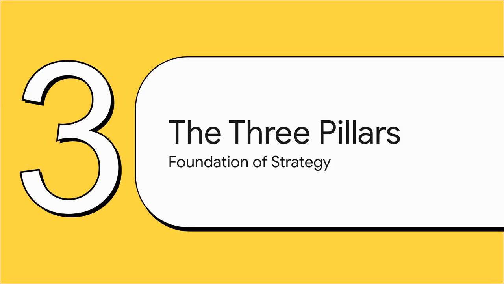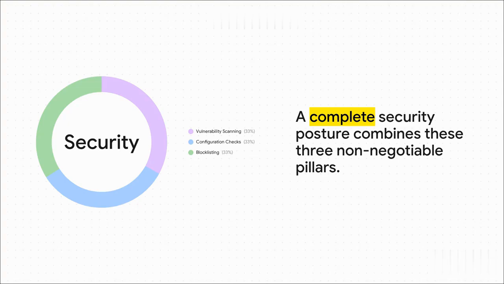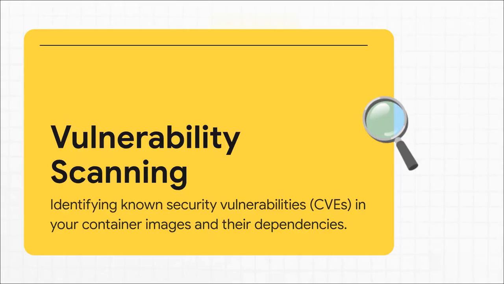And that foundation is built on 3 distinct but totally complementary security pillars. Look, a truly strong security posture isn't just one of these things, it has to be all 3 of them working together. You've got to scan for known vulnerabilities, you absolutely have to check for misconfigurations, and you have to block forbidden stuff from getting in. If you miss any one of these, you've got a major gap. They are all non-negotiable.